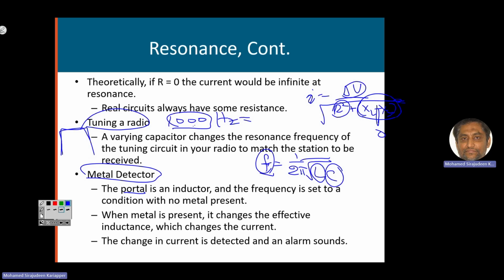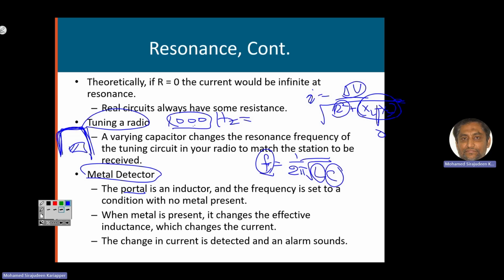And the frequency for this inductor circuit is set to the condition with no metal present. Suppose someone walks in with some metal pieces in his pocket, for example. It will change this inductor value, only with metal. It doesn't happen with something else.